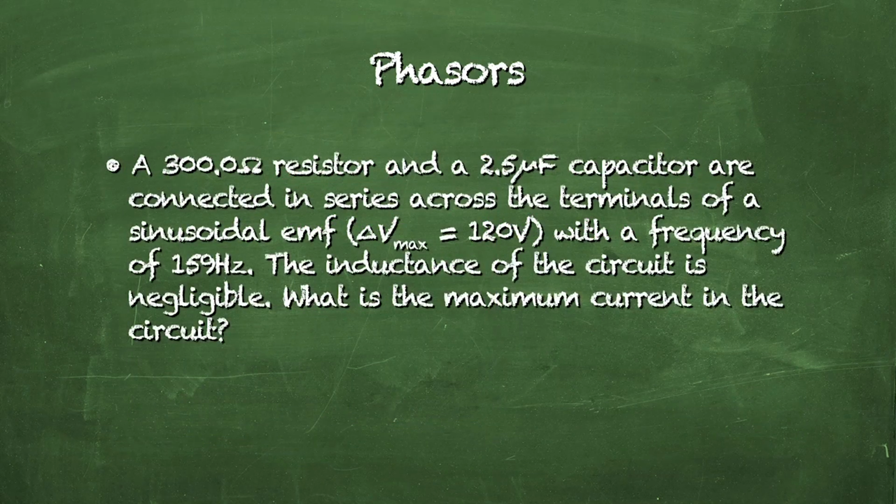A 300 ohm resistor and a 2.5 microfarad capacitor are connected in series across the terminals of a sinusoidal electromotive force with delta V max equal to 120 volts with a frequency of 159 hertz. The inductance of the circuit is negligible, so L is equal to 0. What is the maximum current in the circuit? So what is I max in this RC circuit?